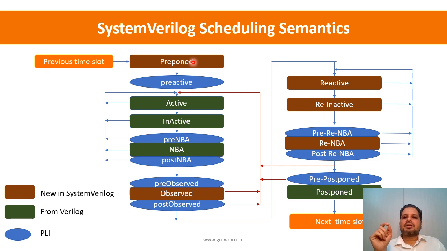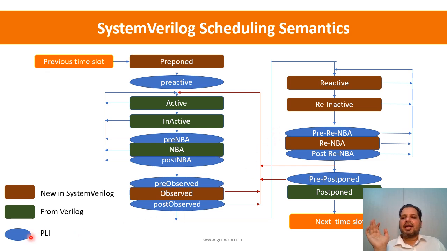Assertions also sample the values that they are using in the preponed region, and whatever they have sampled, they will evaluate in the observed region. The results of that evaluation go to an action block that gets executed in the reactive region. So this is what happens with assertions. This is the big picture, the way you have to look at the scheduling regions.